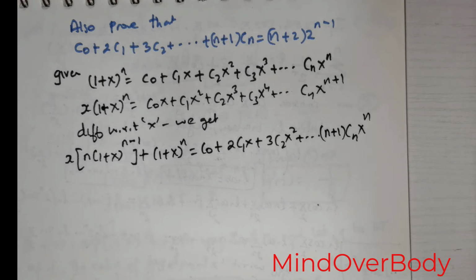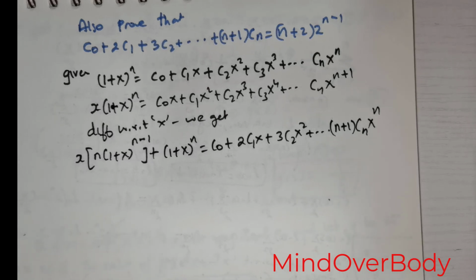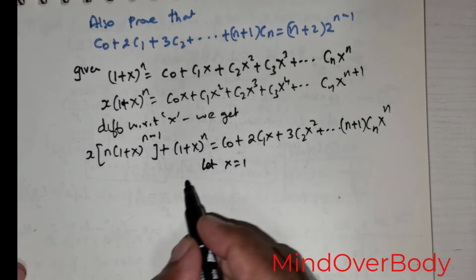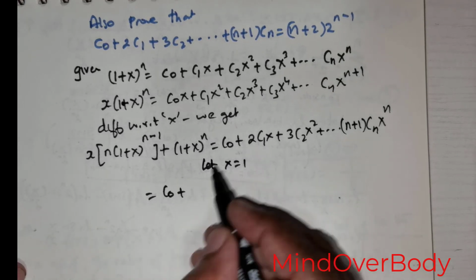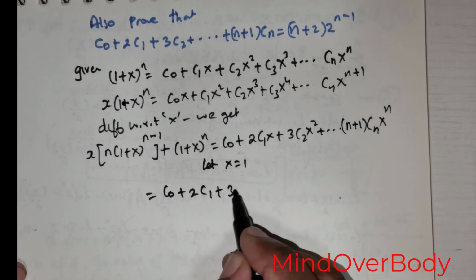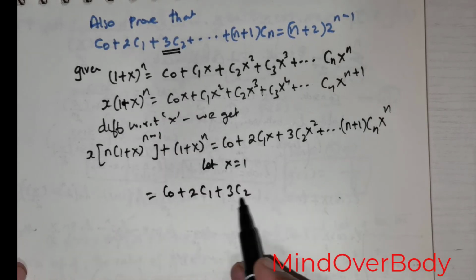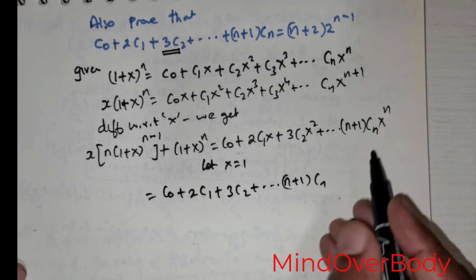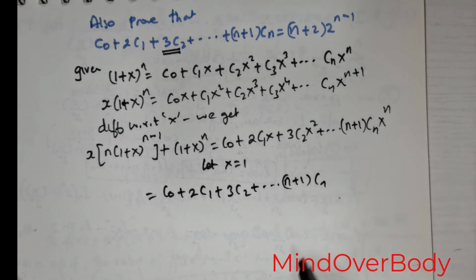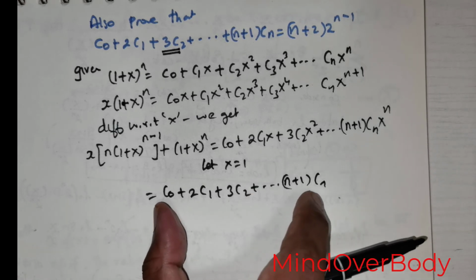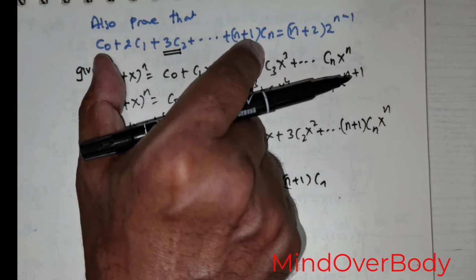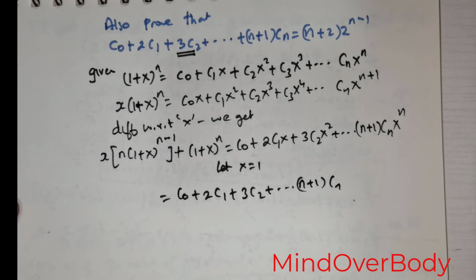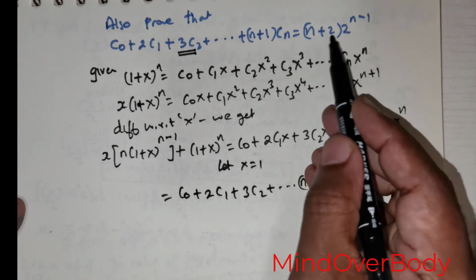Now the question comes, what happens if I take x to be equal to 1? If I were to take x to be equal to 1, this is going to give me c0 + 2c1 + 3c2. See that? 3 times c2, that's fine. Plus etc. (n+1)cn, 1 raised to the power of n, that's going to be 1. So the quantity that we have here represents the quantity which is expected to be proved. So one side is already completed. We need to show this side.